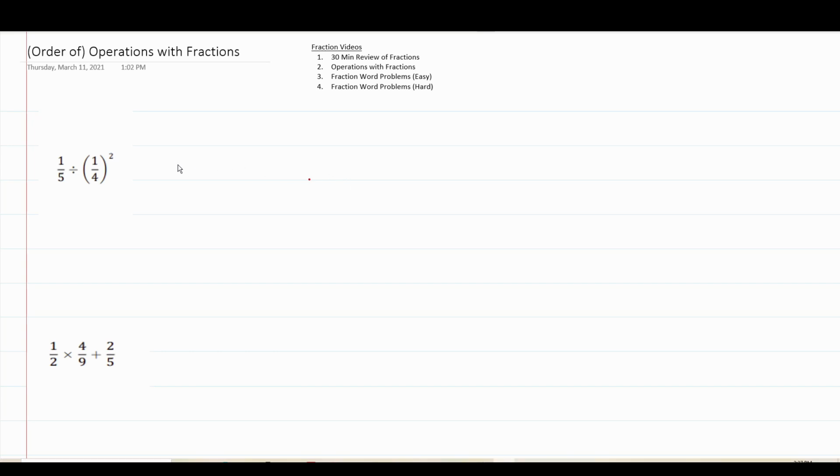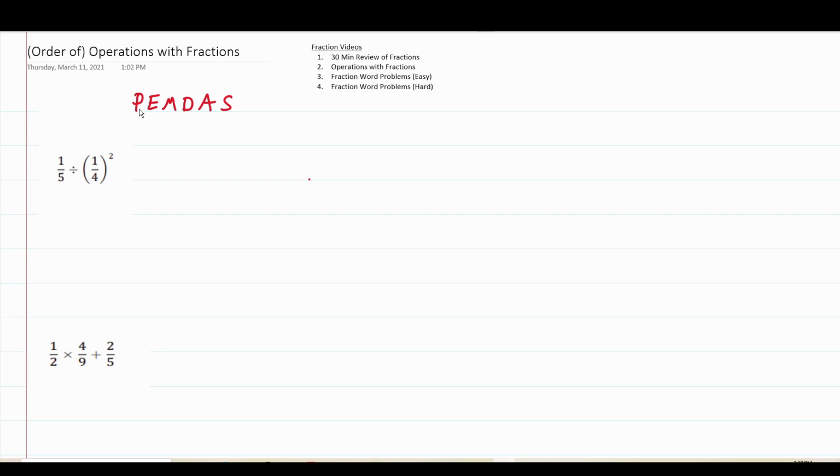All right, this first question says 1/5 divided by 1/4 squared. So for all the problems, we're going to have to make use of the order of operations. And those are best remembered by the acronym PEMDAS, P-E-M-D-A-S, or the mnemonic device, please excuse my dear Aunt Sally. This tells you the order in which you work out expressions like this.